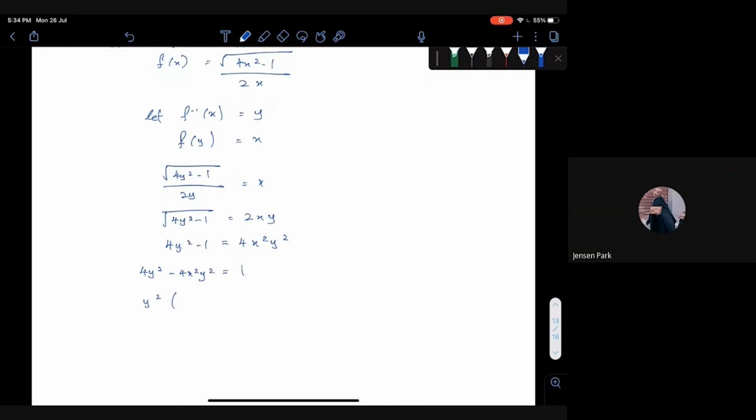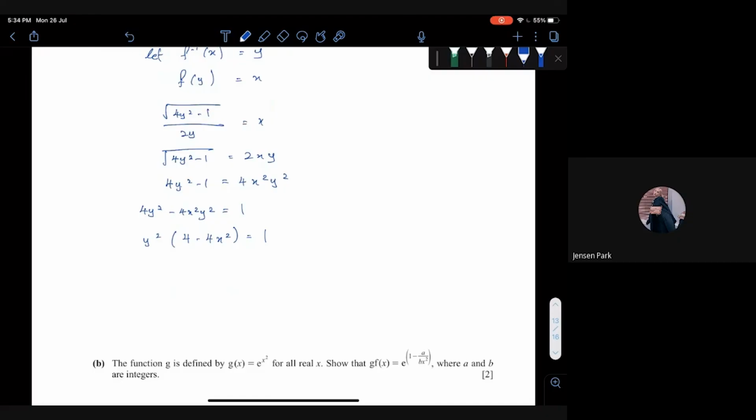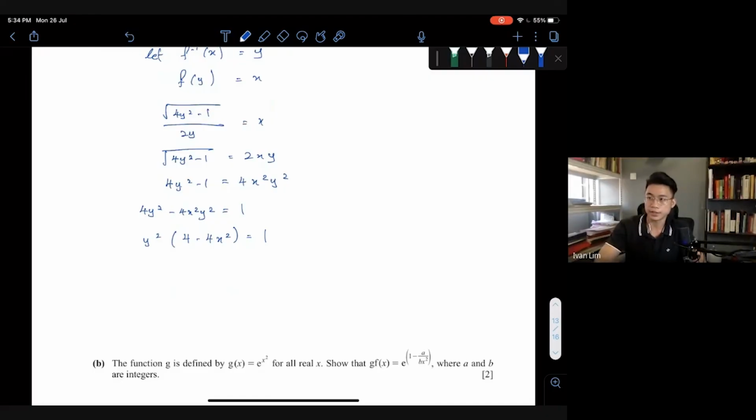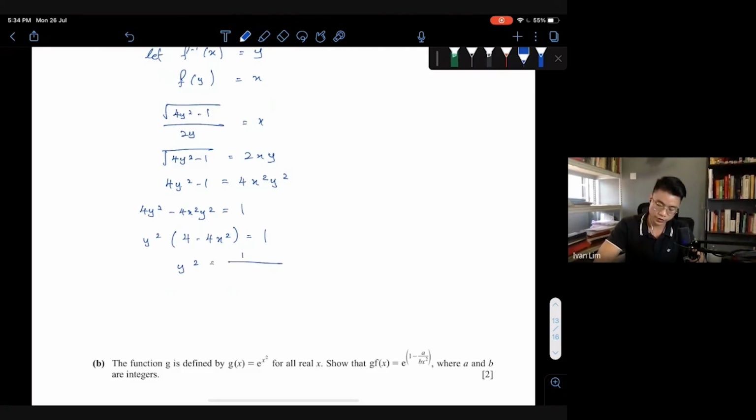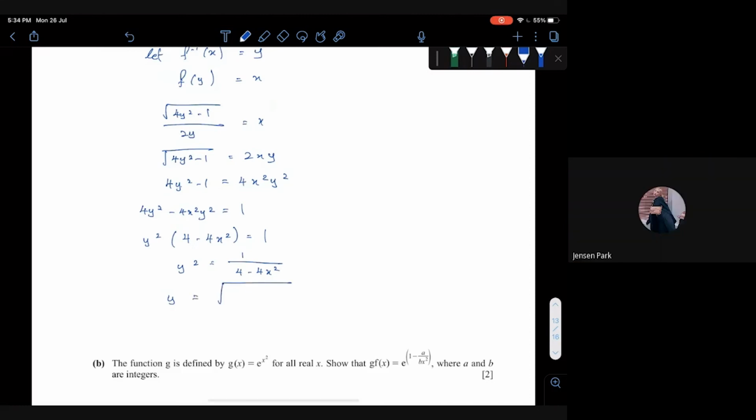4 minus 4x squared. Oh, I did it the other way around. Okay, sorry. Y both ways also can, you'll just be plus and minus later, it's the same thing. Okay, so y squared equals 1 over 4 minus 4x squared. Y equals plus minus square root of 1 over 4 minus 4x squared.